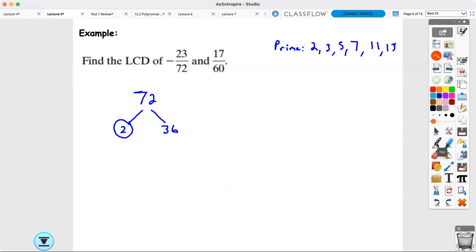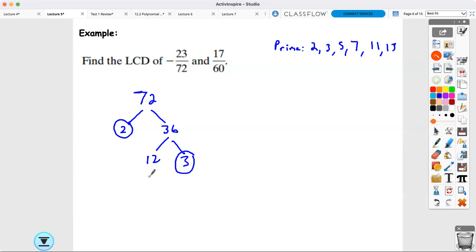But notice how 36 wasn't on that list. So now we're going to break down 36 further. Can anyone tell me 2 factors of 36? What 2 numbers multiply to give me 36? 12 times 3. That's what you said, right? Do you see any of these numbers in that prime list? Yeah, the 3. So circle the 3.